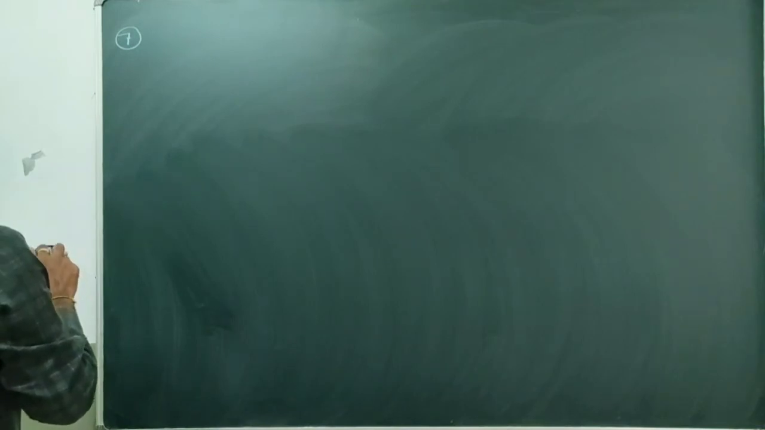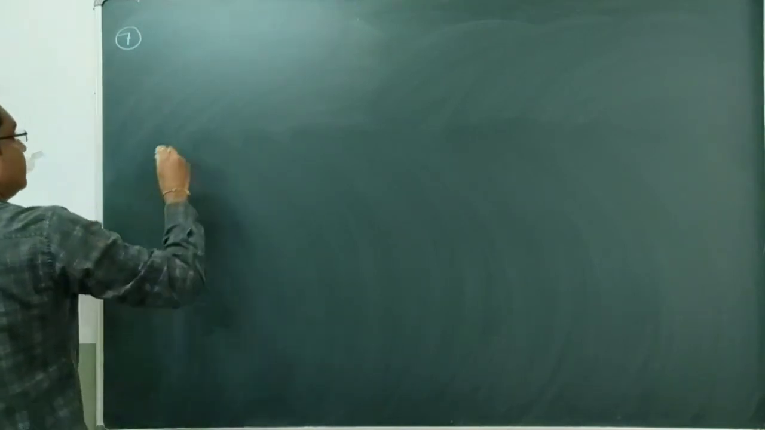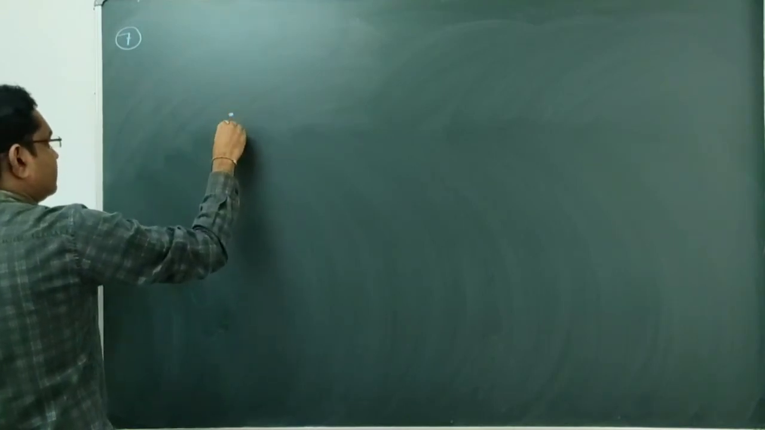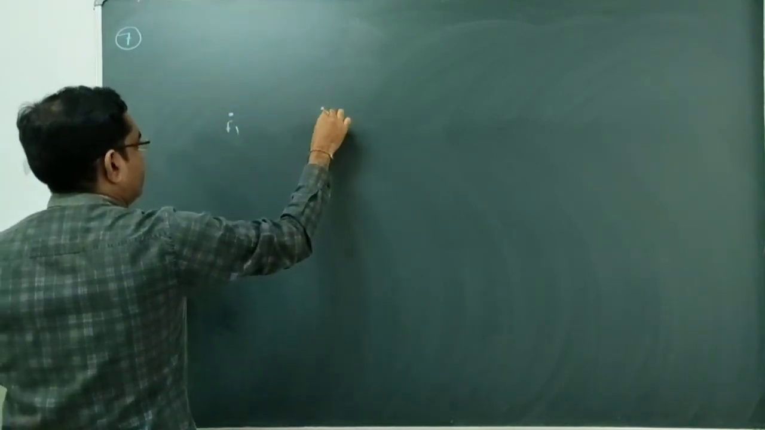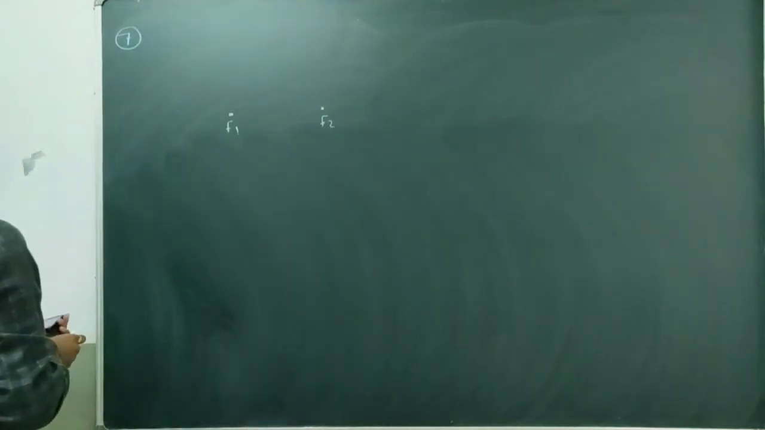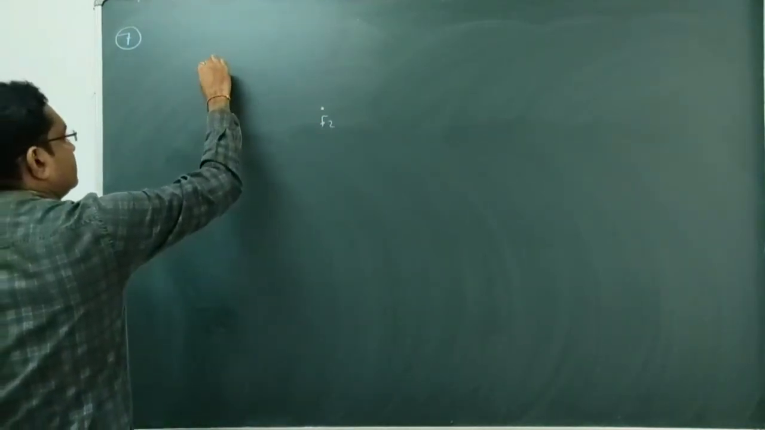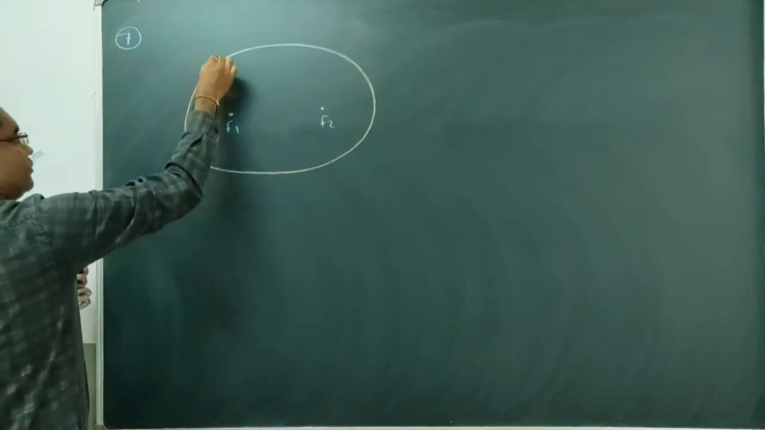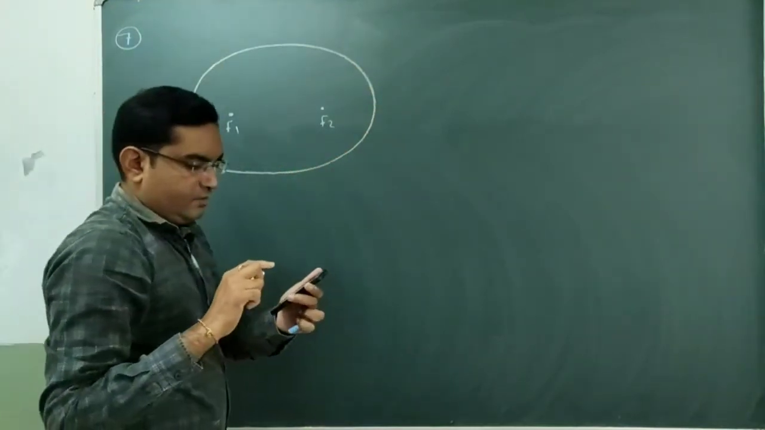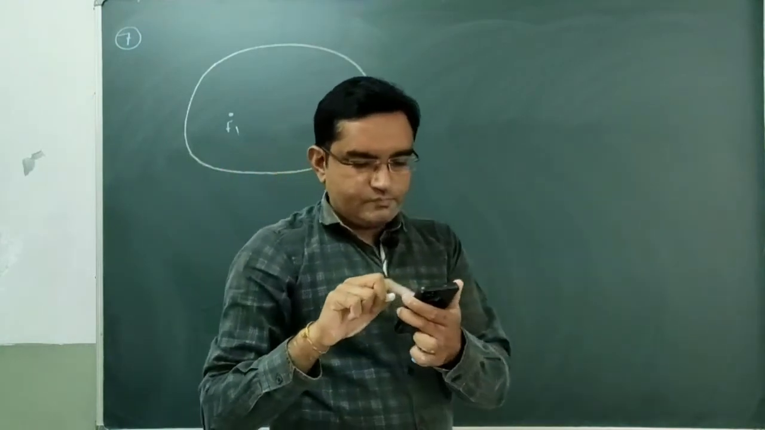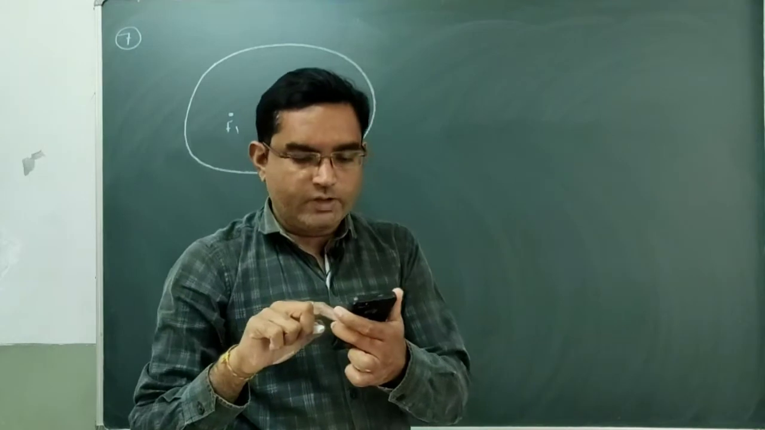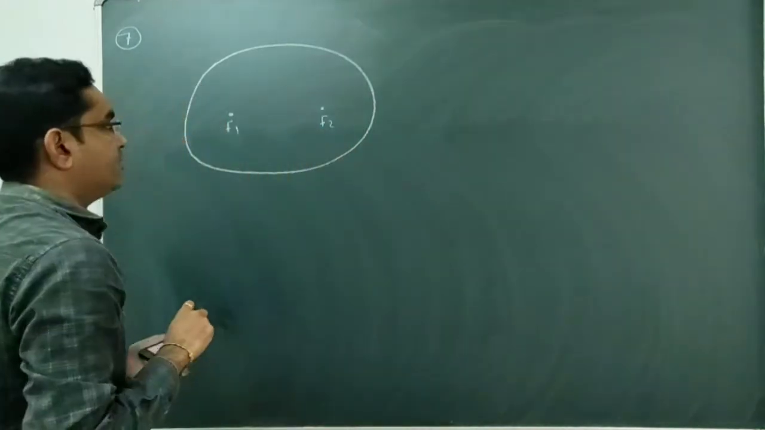So one man is running a race course. From these two fixed points, two flag posts F1 and F2 are there. I'll draw the diagram first. The diagram comes from the question. A man running a race course notes that the sum of the distances from these two flag posts always remains constant, and that is equal to 10.